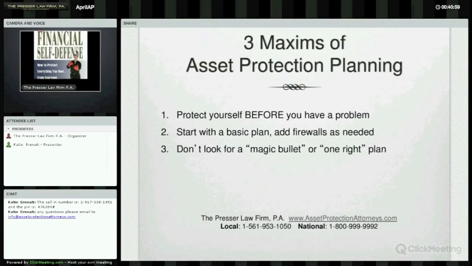So, the 3 maxims of asset protection. Number 1, protect yourself before you have a problem. You don't buy car insurance after the accident. You don't buy health insurance after you get sick. You don't buy life insurance after you die. You've got to be proactive with your asset protection planning and make sure that you protect yourself before you have a problem. It's kind of like the loan at the bank. If you need a loan, nobody will give it to you. You can only get the loan when you don't need it.